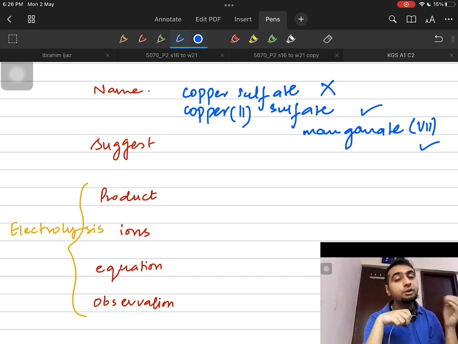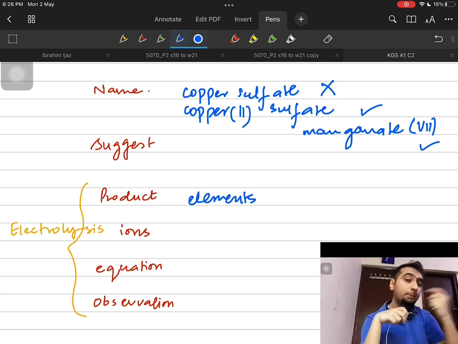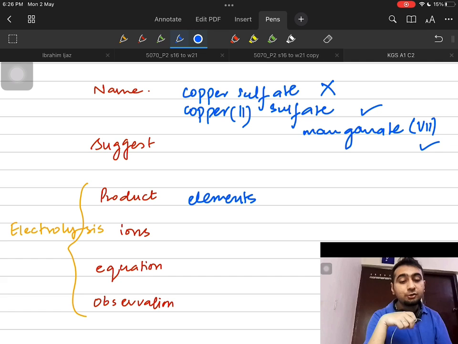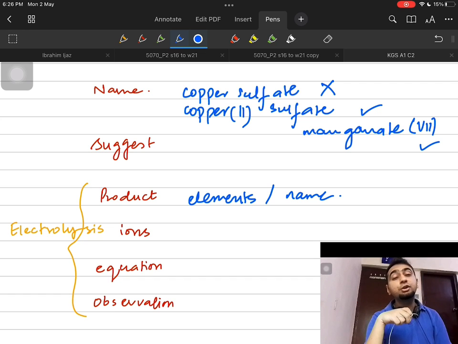Make sure when they want you to write the products, they are generally elements. Like copper is an element produced on the cathode, chlorine as an element, oxygen as an element, hydrogen gas as an element. So these are elements, these are products. Write the name over here. Name them. When they want you to write the ions, make sure you're writing the ion properly.